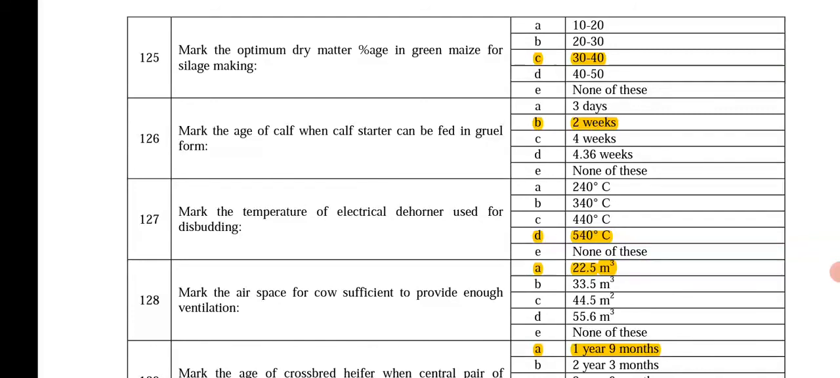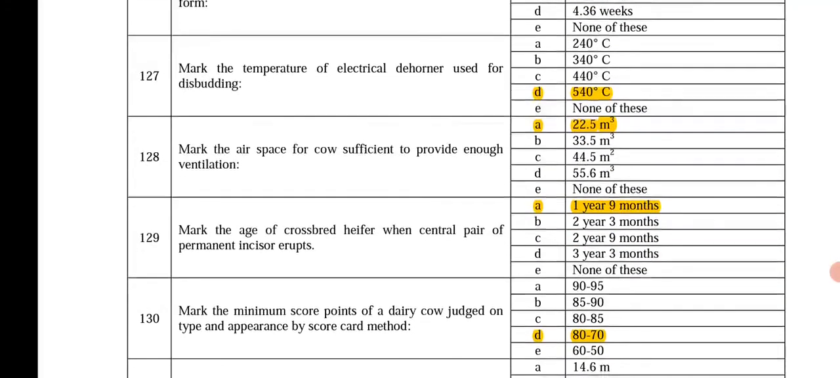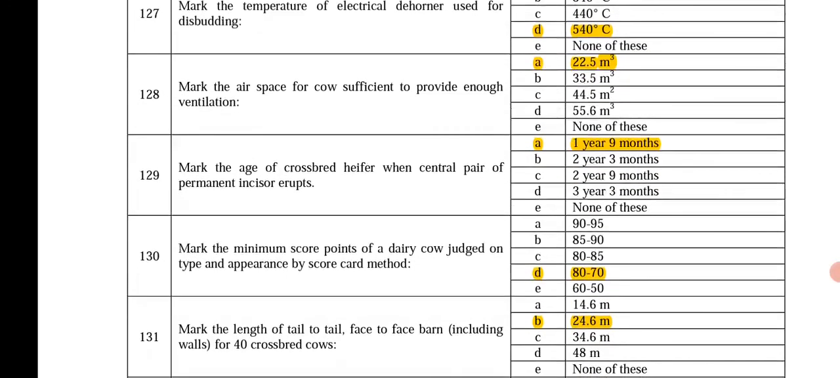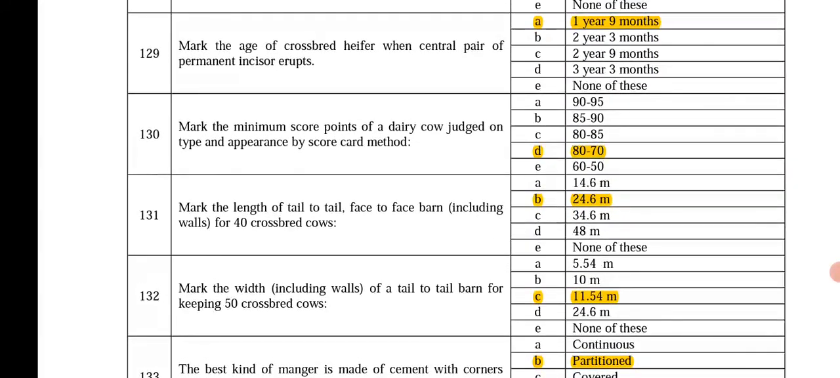Mark the airspace for cows sufficient to produce enough ventilation. 22.5 meter cube is the airspace for cows sufficient to produce enough ventilation. Mark the age of crossbred heifer when central pair of permanent incisor erupts. 1 to 1 year 9 months is the age of crossbred heifer when central pair of permanent incisor erupts. Mark the minimum score points of dairy cow judged on type and appearance by scorecard method. 70 to 80 is the minimum score points.